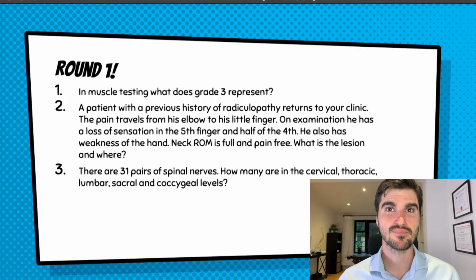Question 3. There are 31 pairs of spinal nerves. How many are in the cervical, thoracic, lumbar, sacral, and coccygeal levels?